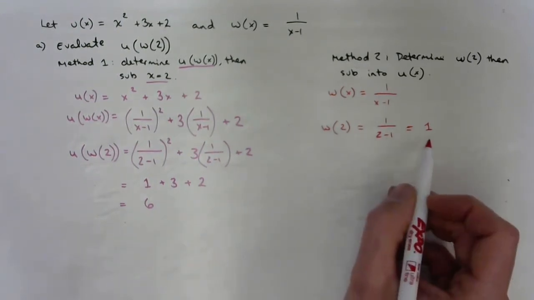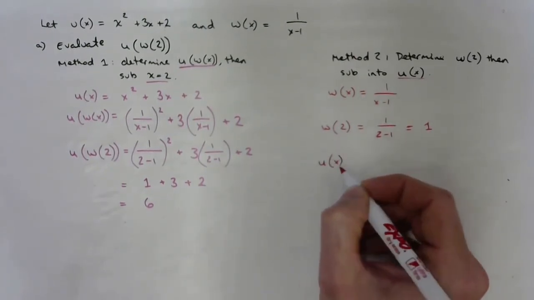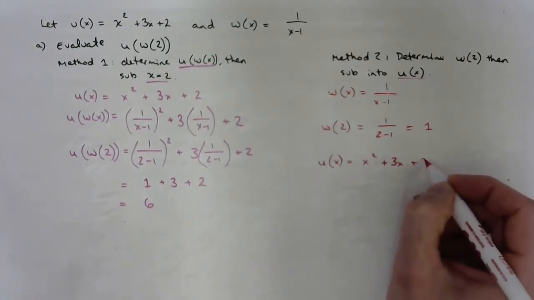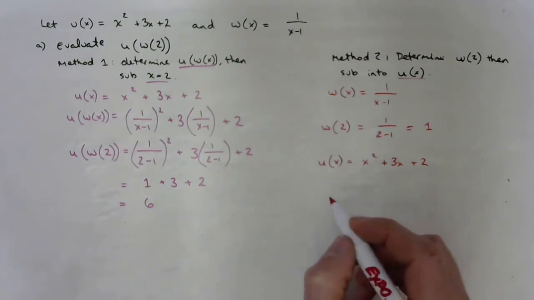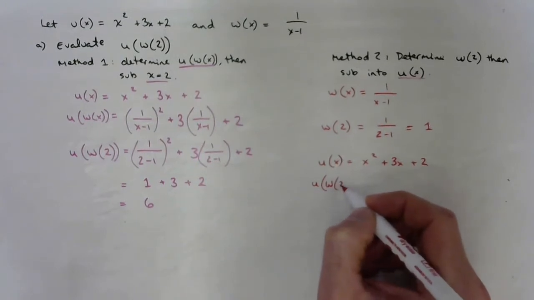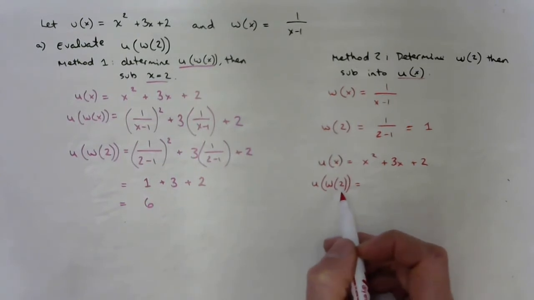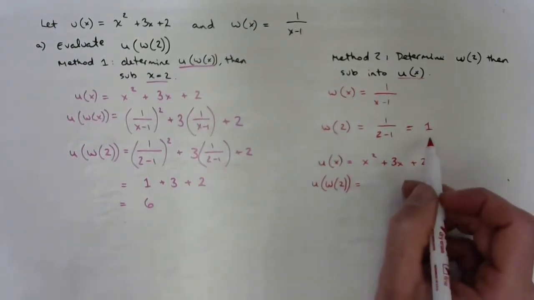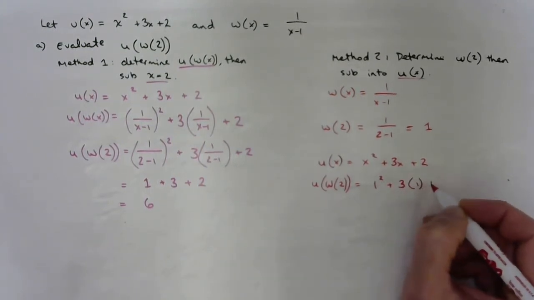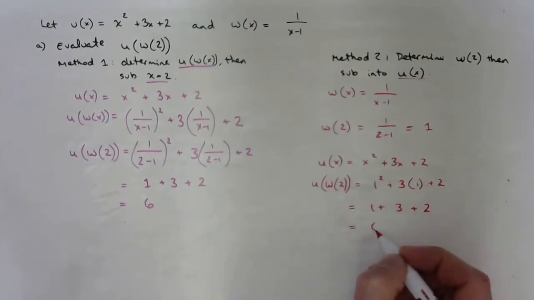Now what? We take our value for w of 2 and we sub it into u of x. So here we go. U of x is x squared plus 3x plus 2. That means u of w of 2, where I already know that the value of the function w at 2 is 1. And then I just sub in 1 everywhere I see an x. And working it out, we get 6.